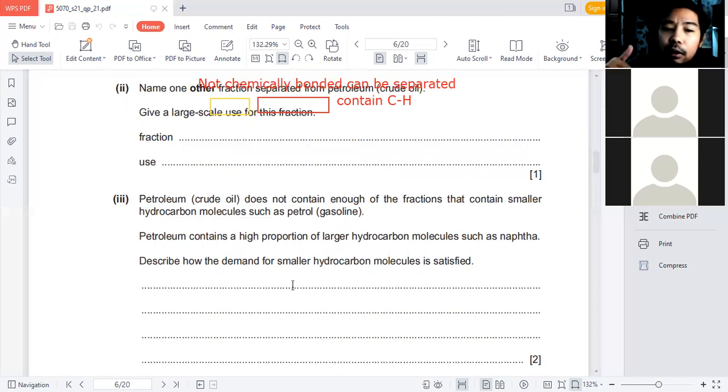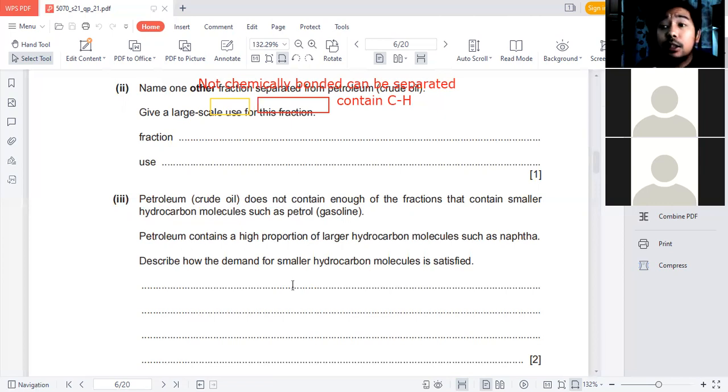And to describe how the demand for smaller hydrocarbon molecules is satisfied: to make these long hydrocarbon molecules more valuable and in more demand, they need to have a specific function. So you have to chop them to make them smaller, and the process is called cracking. So we have to crack them up, break them apart.